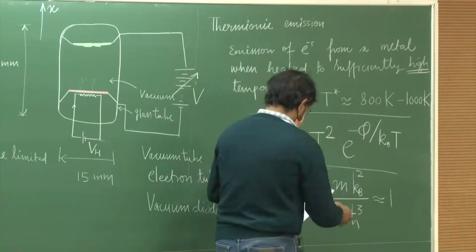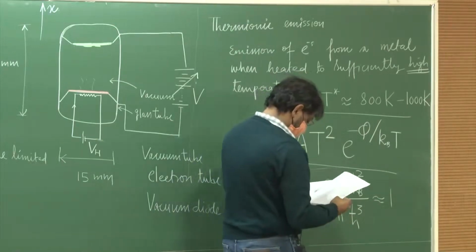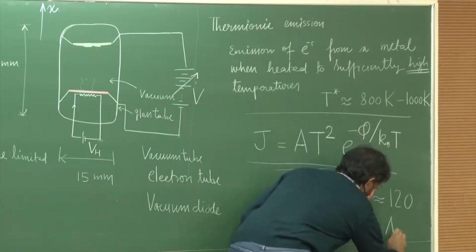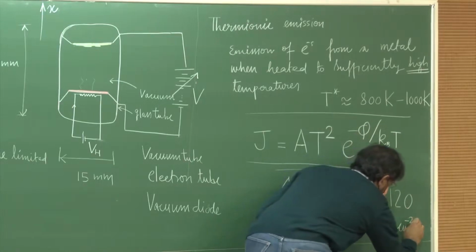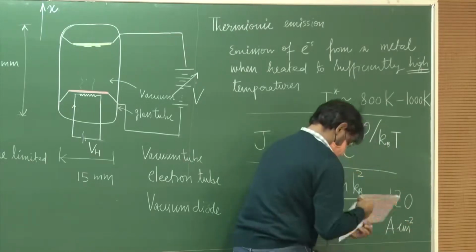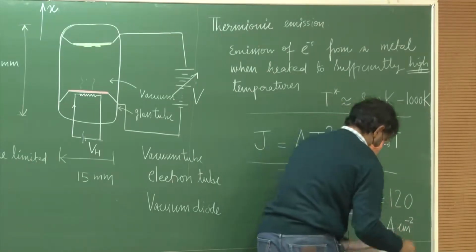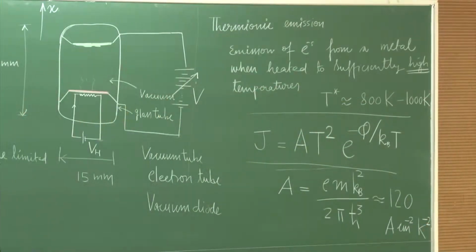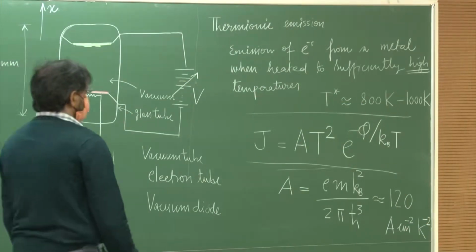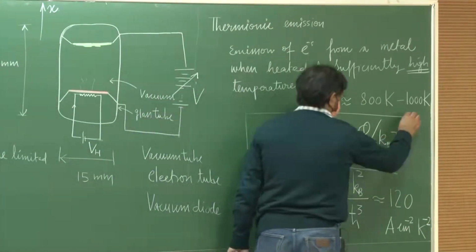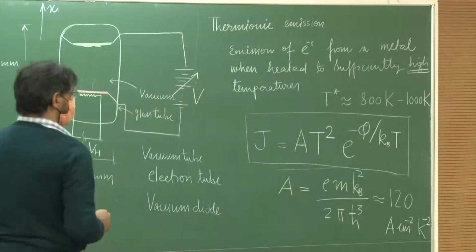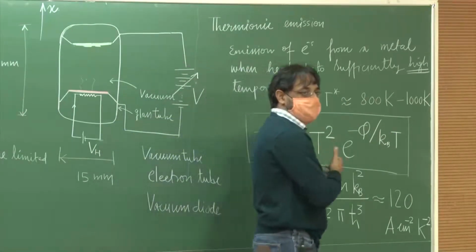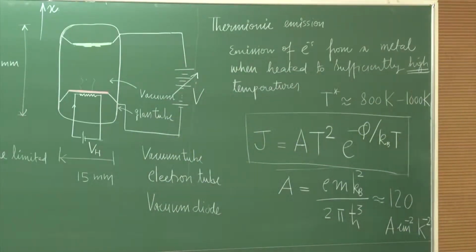If you plug in all the numbers over here, this will be 120 ampere per centimeter squared per Kelvin squared. This is the value of A. Now, this relation was derived by Richardson, and this equation is known as Richardson-Dushman's law or equation.